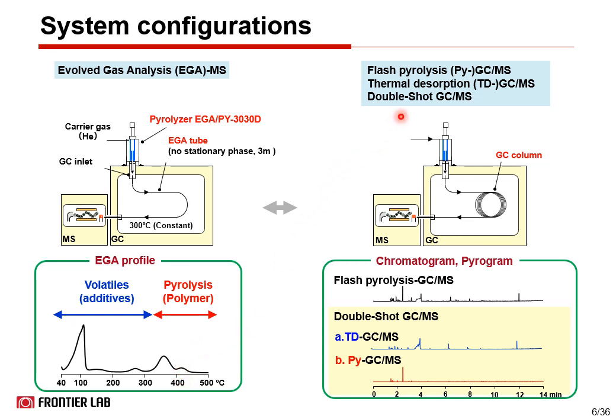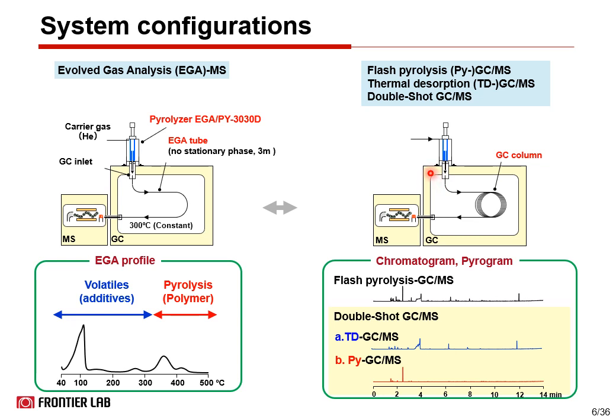And for separation analysis, basically three methods are applicable: flash pyrolysis, thermal desorption, and the combination of flash pyrolysis and thermal desorption called double shot GCMS. In thermal desorption GCMS, the sample is heated at a certain ramp rate, and information on the additive components is obtained. In flash pyrolysis, a sample is instantaneously pyrolyzed at high temperatures such as 600°C, and both polymer and additive components are obtained.